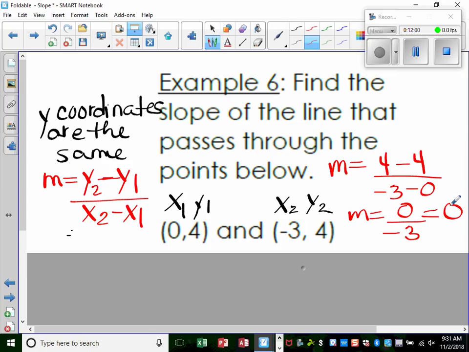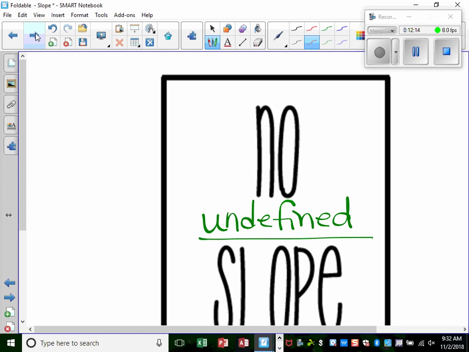And when you do that on your calculator, you do get 0. That's the answer. It equals 0. So when 0 is in the numerator and there's another number in the denominator, it always equals 0. All right, let's move on to vertical lines.